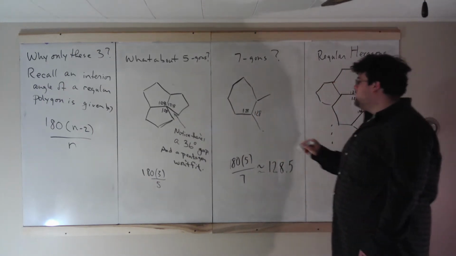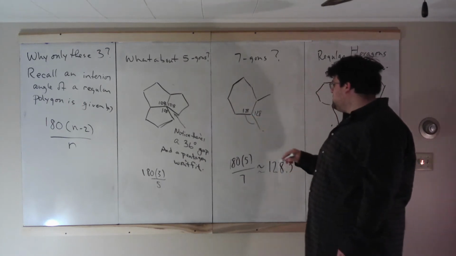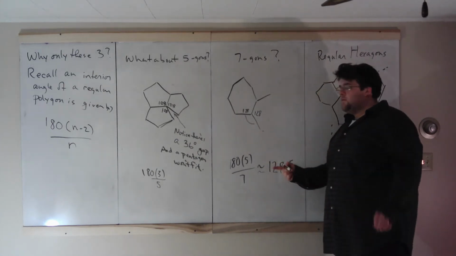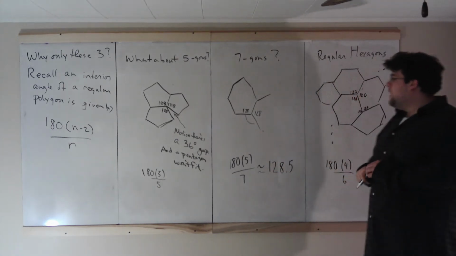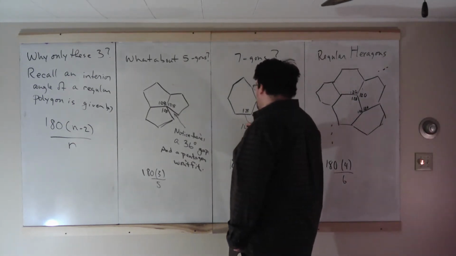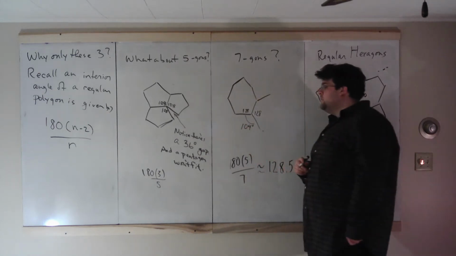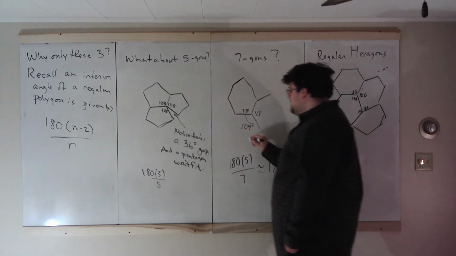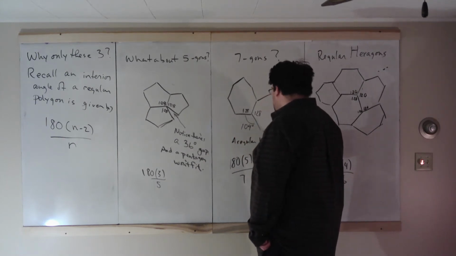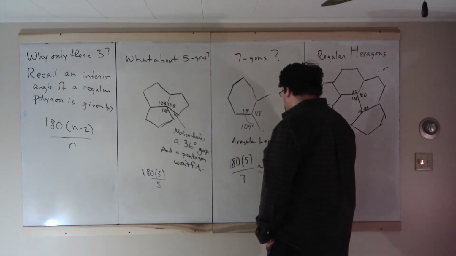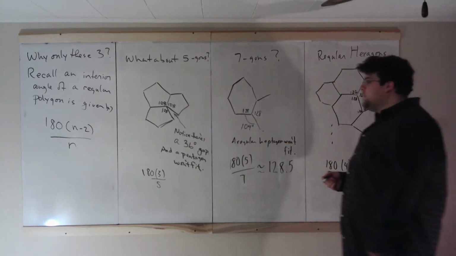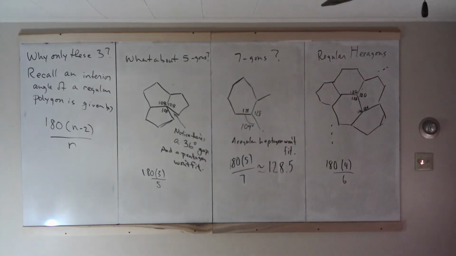And what's left? This remaining piece, so if this is 128, we'll just assume 128 there. 128 and 128 make 256, so what's left is 104 degrees. If that's 104 degrees, a regular heptagon won't fit, because that's only 124 degrees, and a heptagon needs 128.5 degrees.